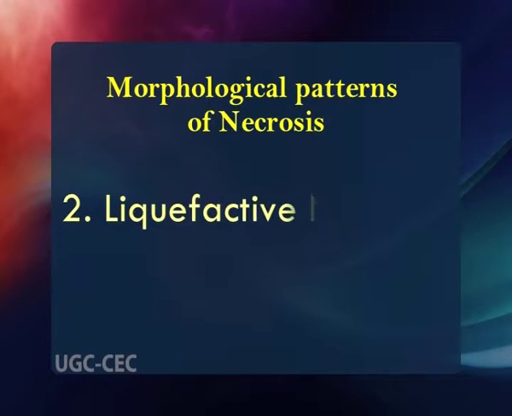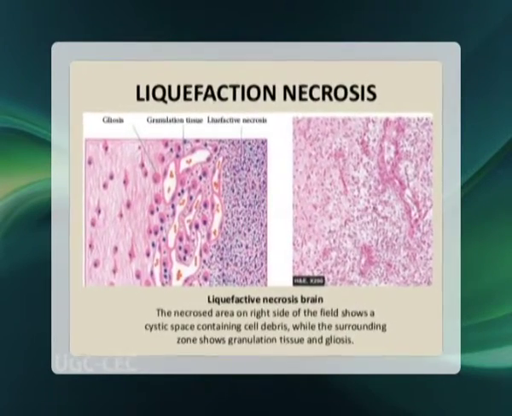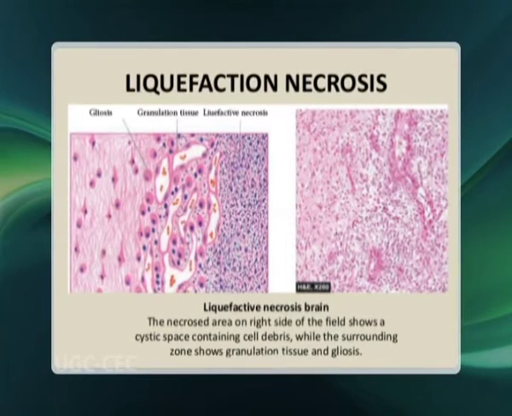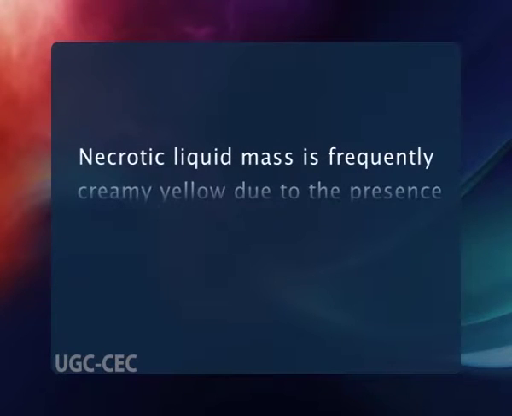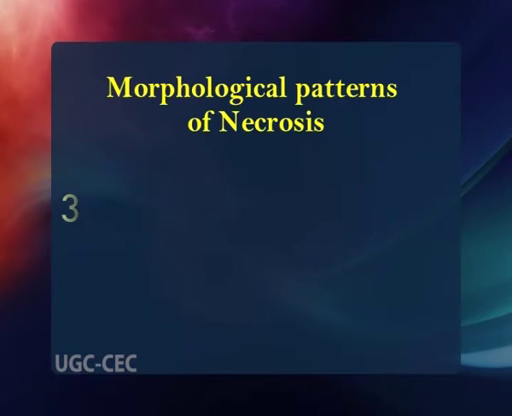Second is liquefactive necrosis. In contrast to coagulative necrosis, it is characterized by digestion of dead cells to form a viscous liquid mass. This is typical of bacterial or sometimes fungal infections because of their ability to stimulate an inflammatory response. The necrotic liquid mass is frequently creamy yellow due to the presence of dead leukocytes and is commonly known as pus.